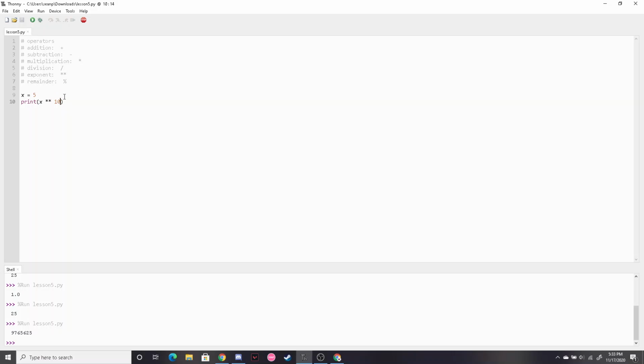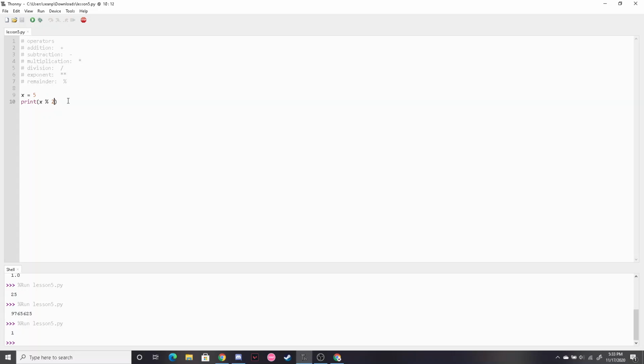Remainder, it's a percent sign. It only gives you the remainder of whatever you put. So for example, if I do, I don't know, let's do 2. Since 5 divided by 2, you don't get a whole number answer. So you can see it's 1 because 5 divided by 2 is 2, and with the remainder of 1. That's where you would use a percent sign for the remainder.